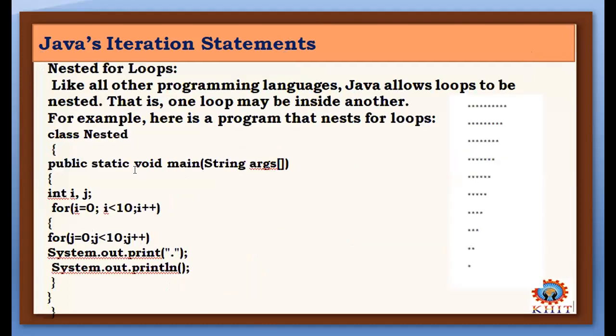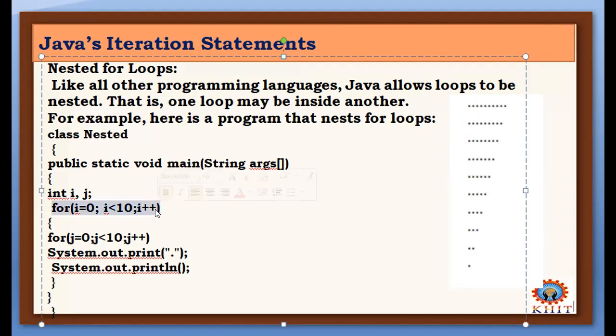Next, there is something called nested if. Sorry, nested for loop. For loop, like for i = 0, i < 10, i++, j = 0, j < 10, j++. So System.out.print will output dots. Okay, so it will print like this. First, this for loop refers to the number of rows, and this for loop refers to the number of columns.